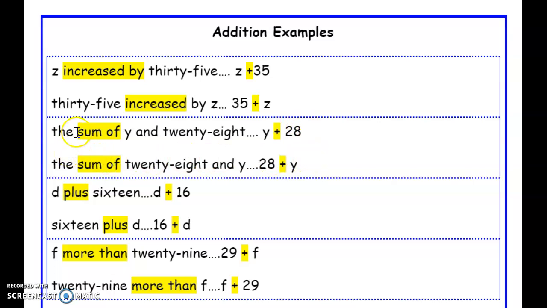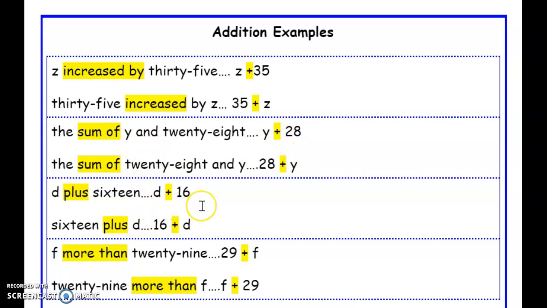In our second set of examples, we see the word sum of in both of them. Sum we know means to add. So the first thing we're going to do is put our addition symbols down. Now again, we look at the order of it. The sum of y and 28 becomes y plus 28. And the sum of 28 and y becomes 28 plus y. Notice again, first addend, second addend.